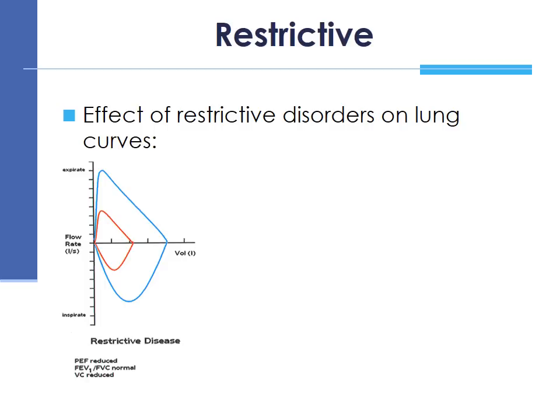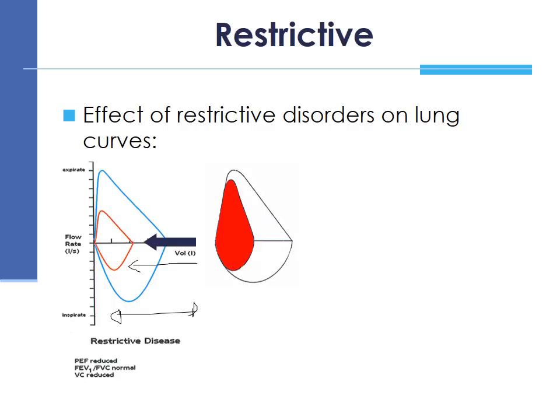And we said that restrictive diseases cause a decrease in the lung volume. So if we look at what it does to the flow volume curve, we see that there is a clear decrease in the lung volume. Remember, in the flow volume curve, volume is measured on the x-axis. So a decrease in volume means that you end up with an elongated curve. You can see that there's a clear decrease in the volume.